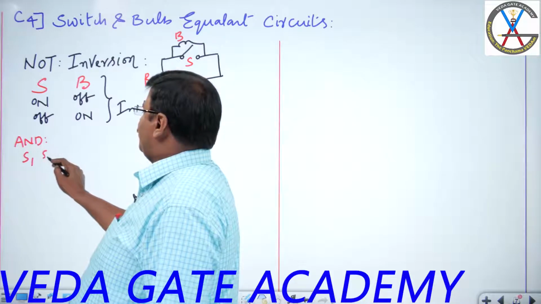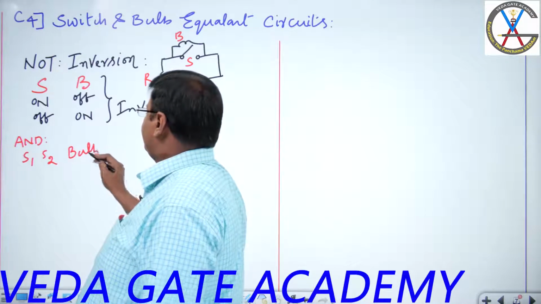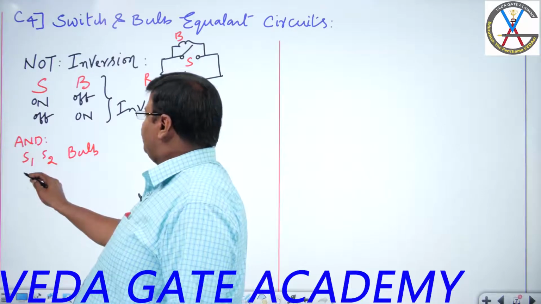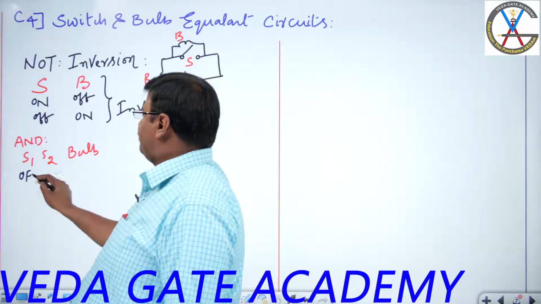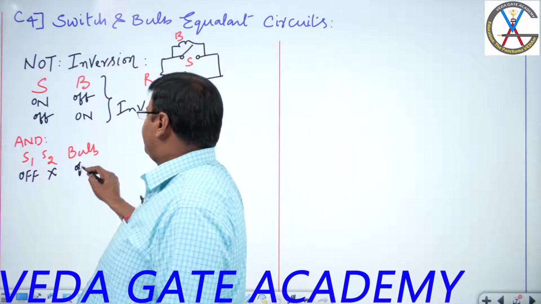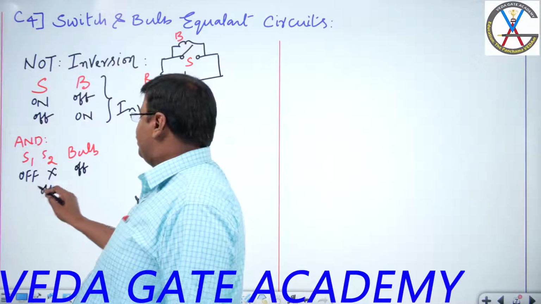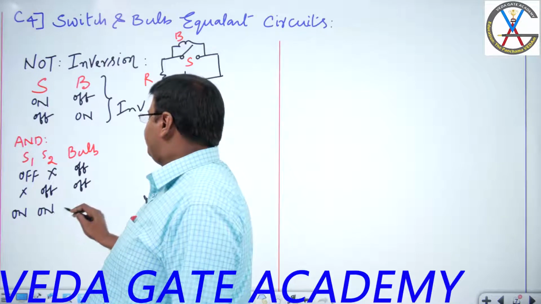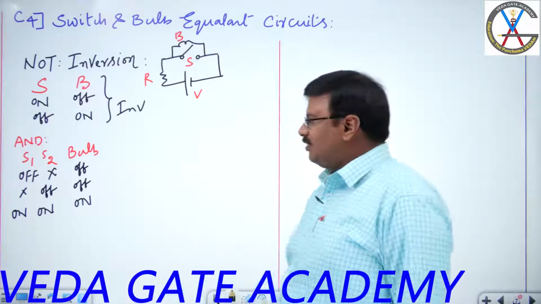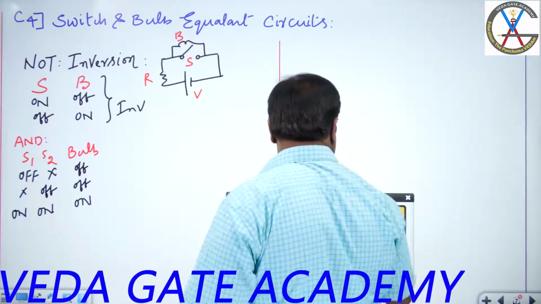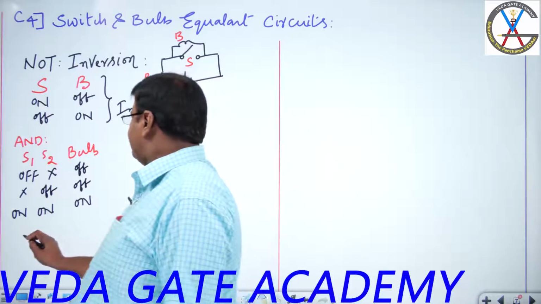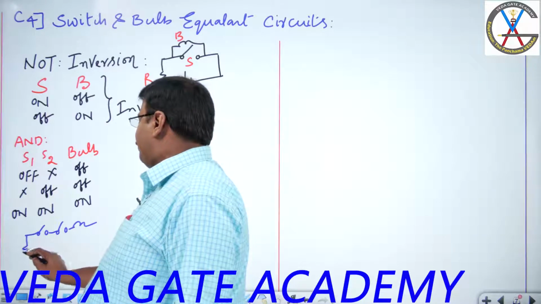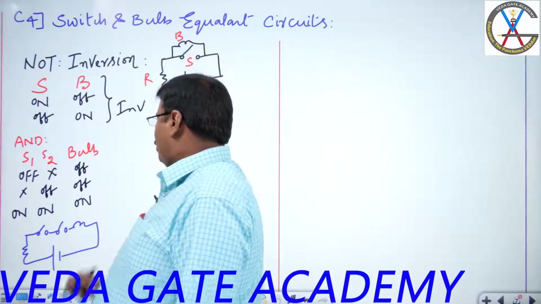Switch 1, switch 2 and bulb. I'm just taking two inputs. Switch 1 is off. I don't bother about this, it is off. Is switch 2 off also? It is off. Only when both are on, it is on. Bulb is on only when both switches are on. Can I just draw the circuit like this? Series the switches, bulb also, followed by current limiting resistor, voltage source.